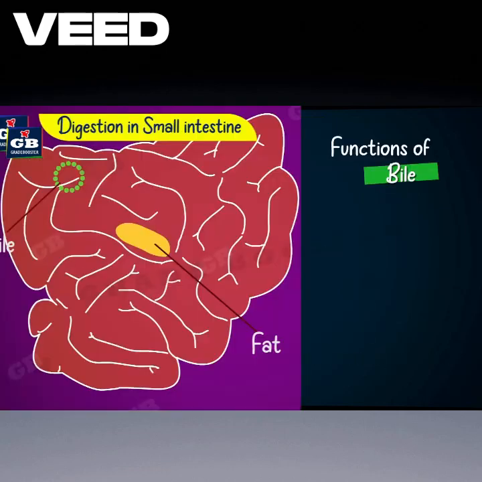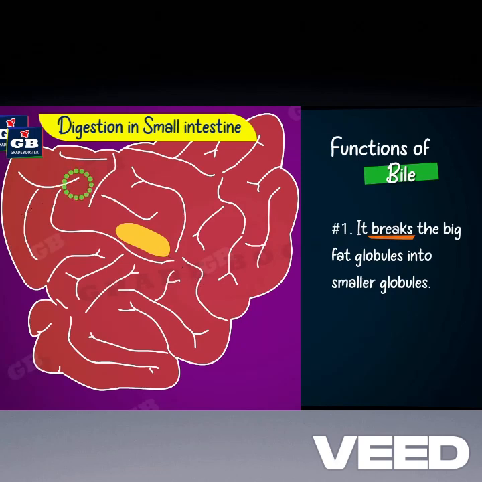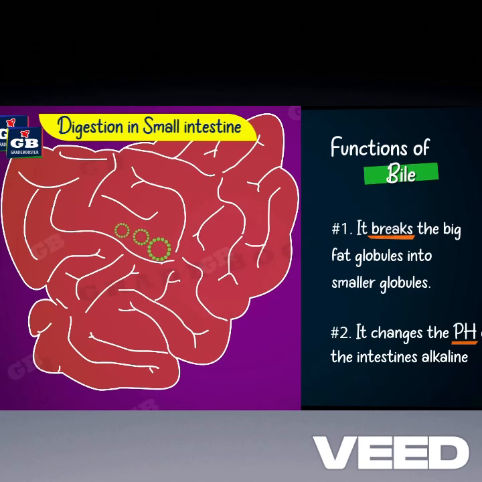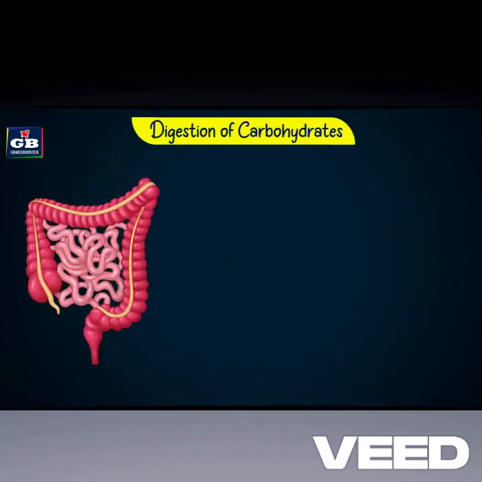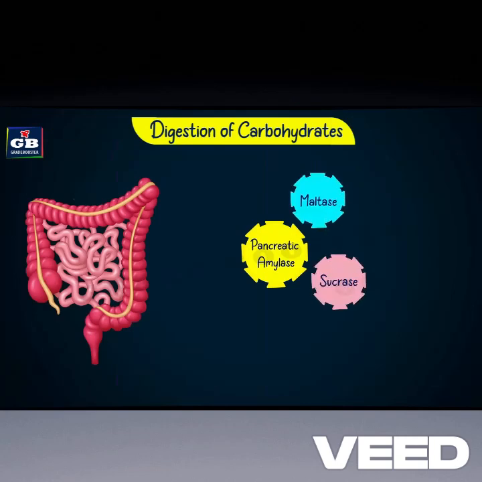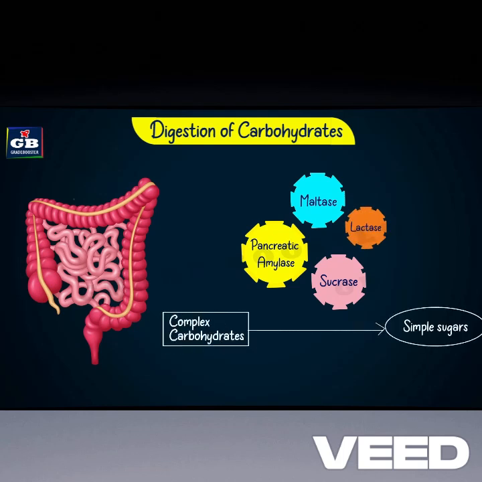Bile does not contain enzymes, but it does two important things. One, it breaks the fat globules into smaller globules, so that the action of enzymes on fats becomes easy. Two, it changes the pH of the intestines to alkaline because the digestion of fats and carbohydrates takes place in an alkaline medium.